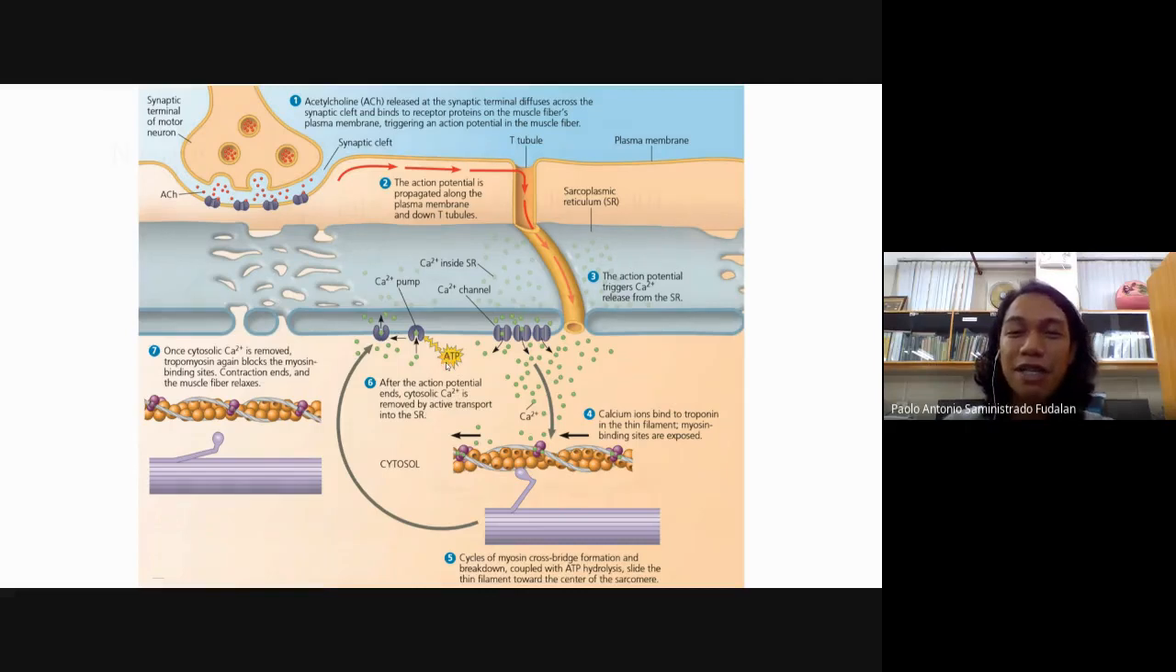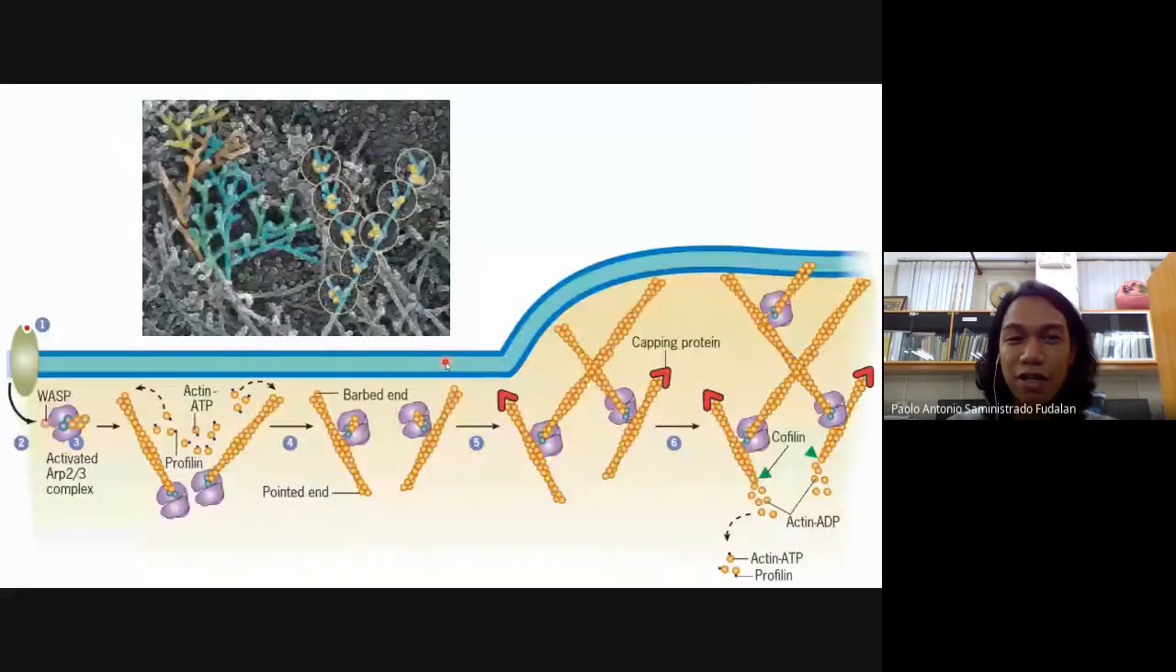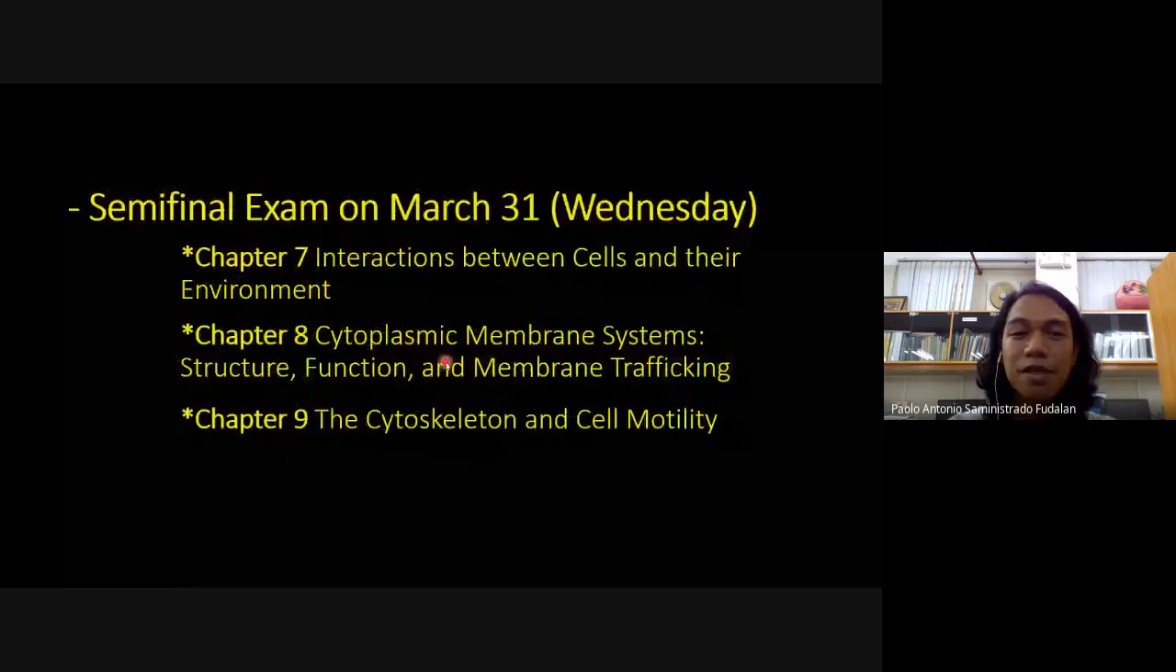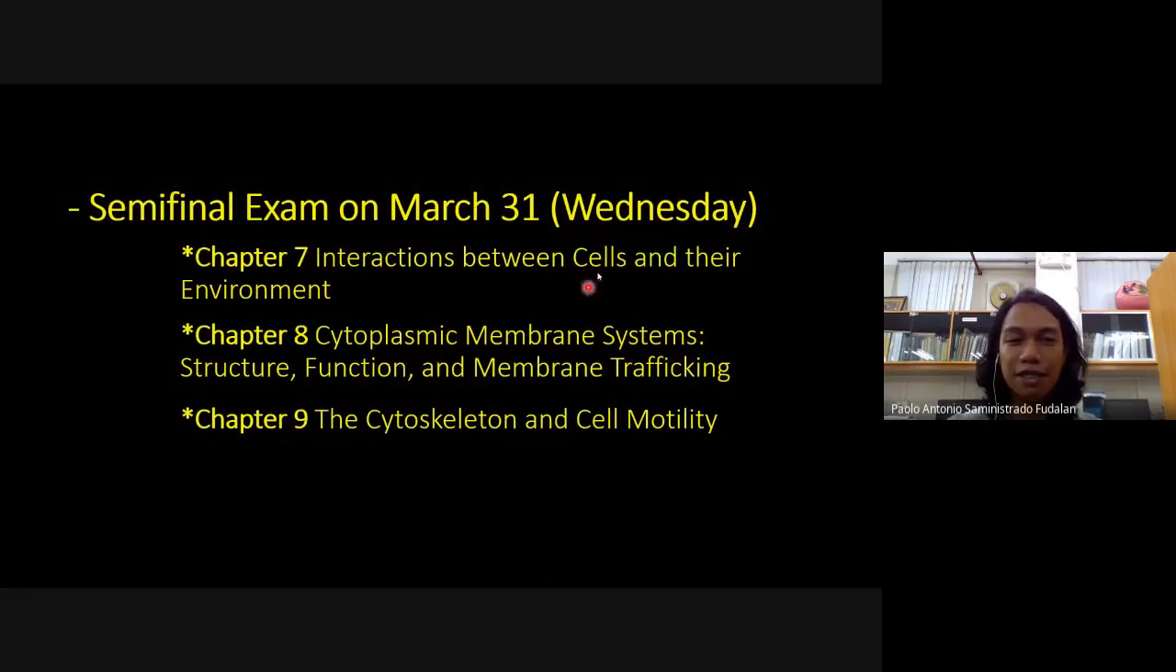All right, so I will not review the cell movement anymore. I think you can just review this for yourself, it's only a little. Instead, just announcements for the semifinal exam, which is on March 31. Chapters 7, 8, and 9 will be the coverage. It's multiple choice, minimum 50 items. It could reach near 100 multiple choice questions for the exam.